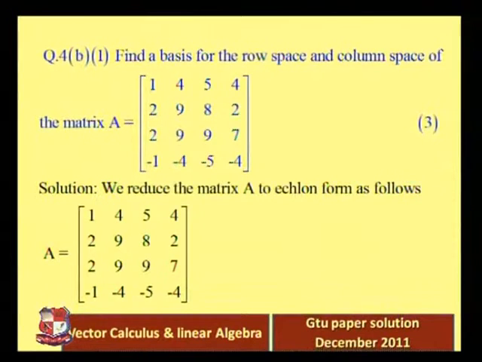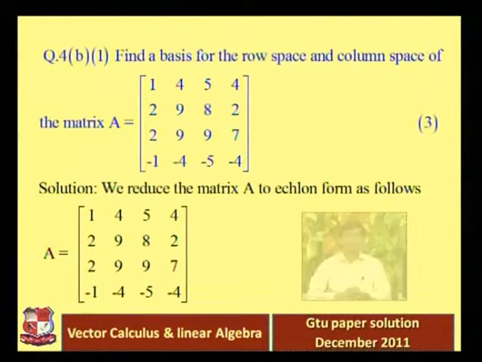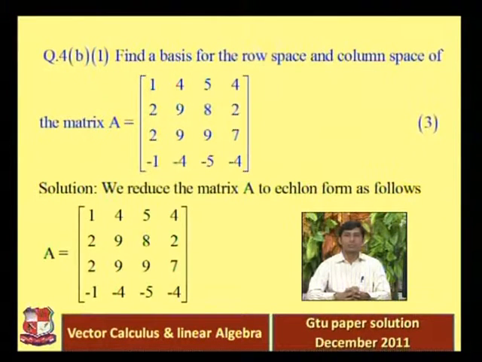So what we have to do here, first we want to find the basis for the row space and column space, right? And we know one theorem, that first of all we convert this 4 cross 4 matrix into a row echelon form. So let's start the process. We reduce the matrix A to echelon form as follows. Here is the matrix A, same as above. First row is 1 4 5 4, second row is 2 9 8 2, third row is 2 9 9 7, and fourth row is -1 -4 -5 -4.